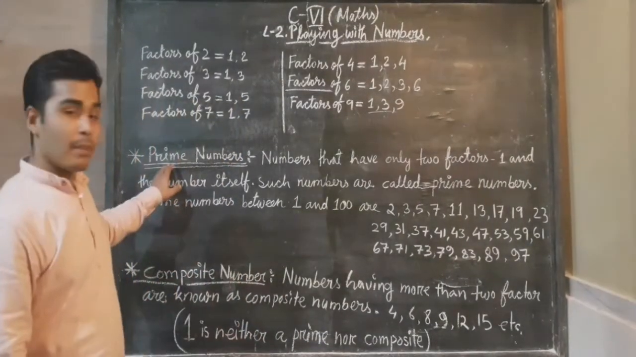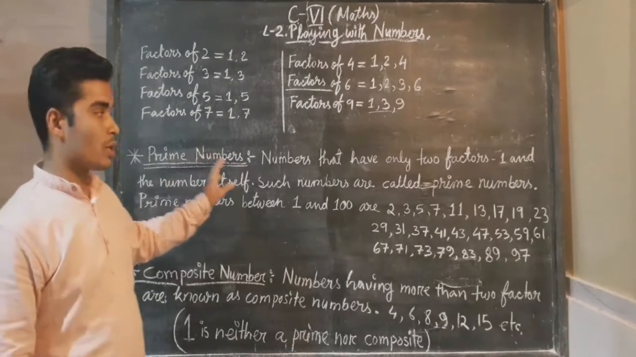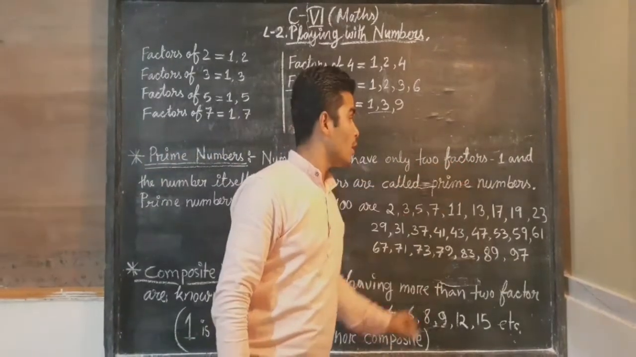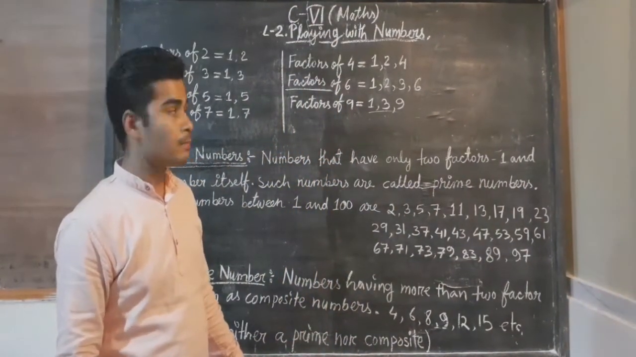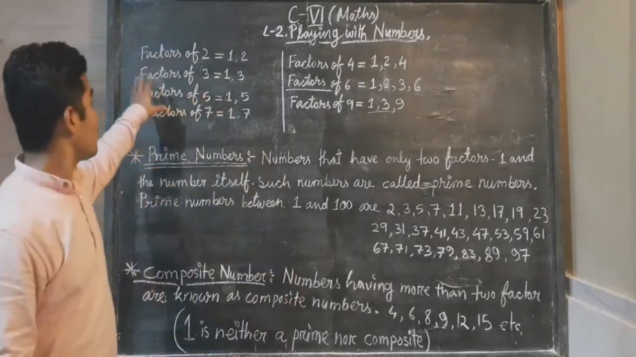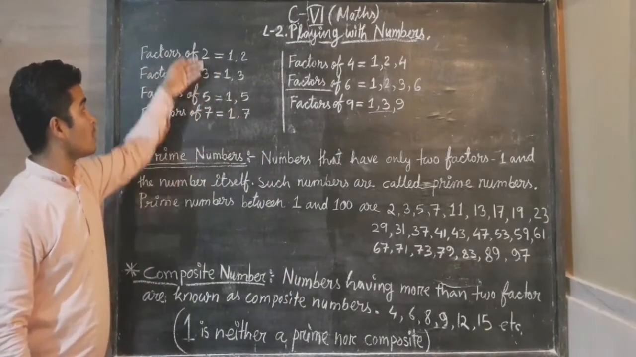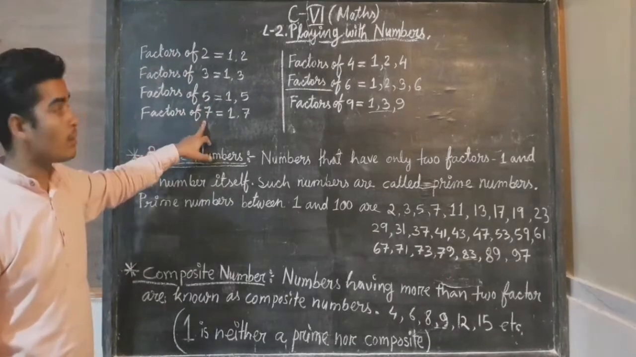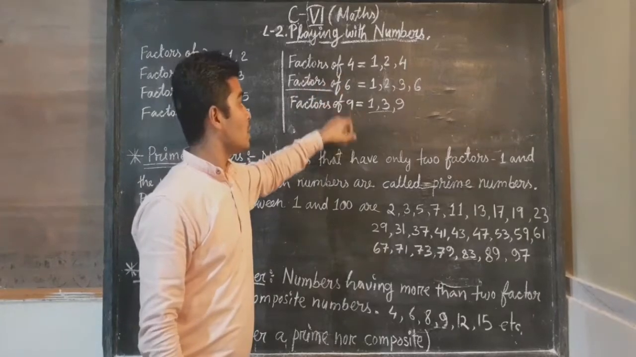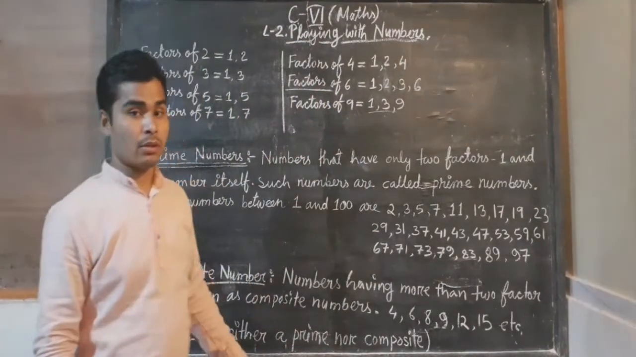To understand prime numbers properly, first of all you should understand what a factor is and how we find the factors of a number. You can see here I have found the factors of some numbers: factors of 2, 3, 5, 7, 4, 6 and 9. So how have I found these factors?